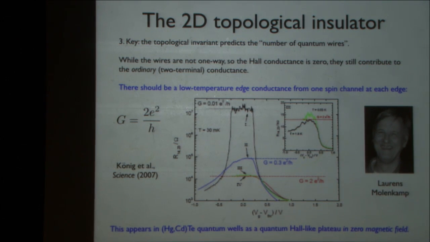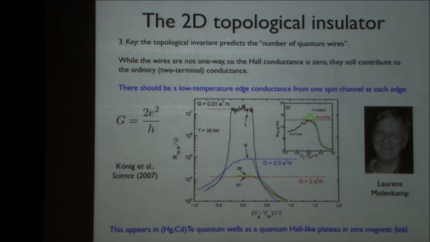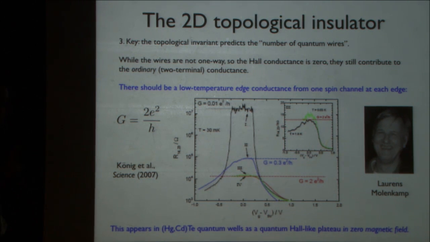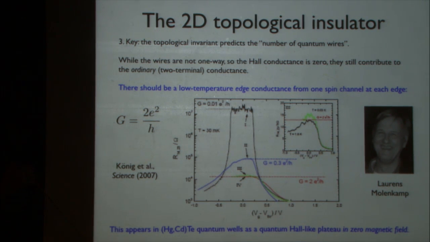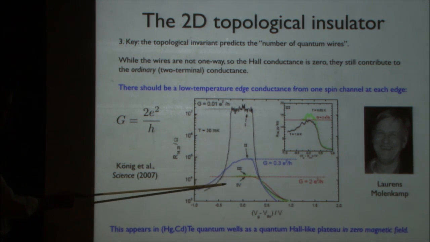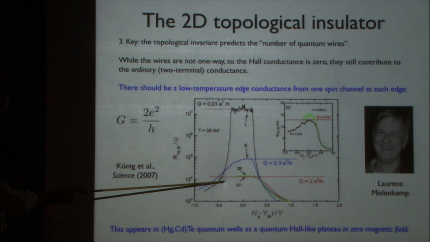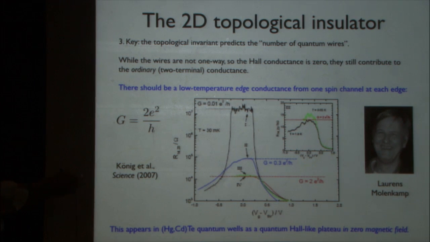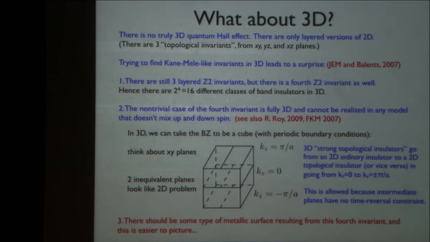But first, these do exist in experiment. If you make the right quantum well out of mercury cadmium telluride, you can actually see a system that has a quantum Hall-like conductance even in zero magnetic field. So it's basically a 2-dimensional square of material that conducts like one perfect quantum mechanical wire, which we think is coming from the edges. So that's the 2-dimensional quantum spin Hall effect.